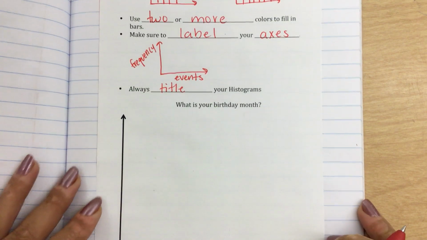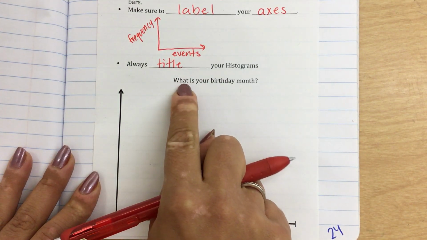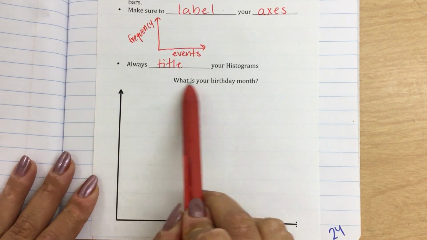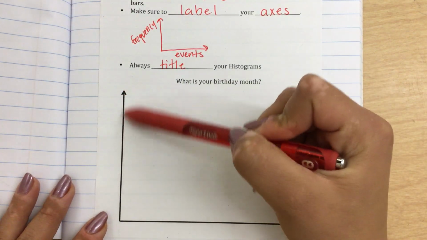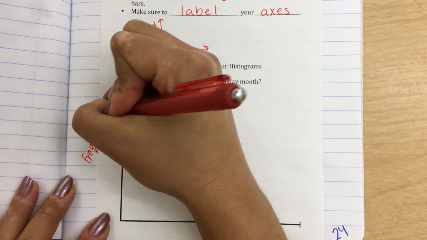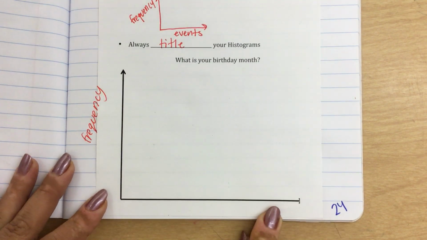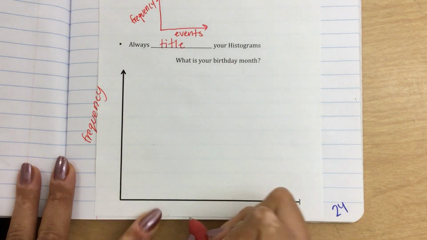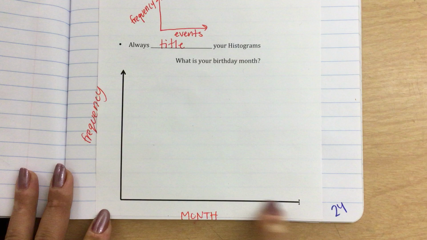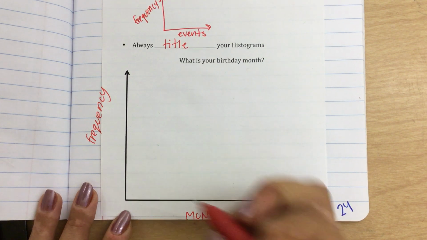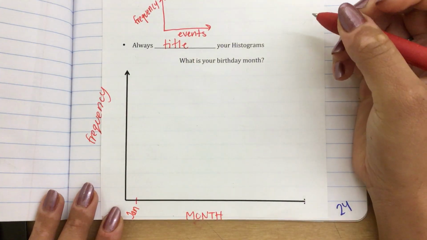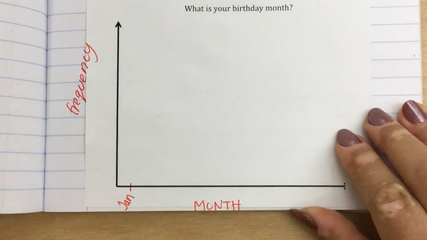I already started a histogram down here for you guys. Notice that I wrote down the title of it, what is your birthday month? So when you do your homework, your question will be your title. On the side, from the left to right, we're going to label it frequency. And on the bottom, the event, we were talking about months. So on the bottom, it's going to be months. And you want to leave some space down here because we're going to put in the months down here as well. So this side will be January, and I'm going to abbreviate because we don't have that much space. Let me zoom in for you.